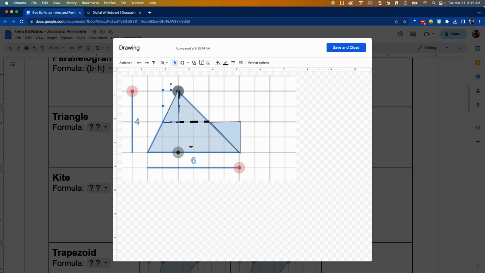So if I were to move those back, I'm going to make each of these, first I'll copy and paste them.